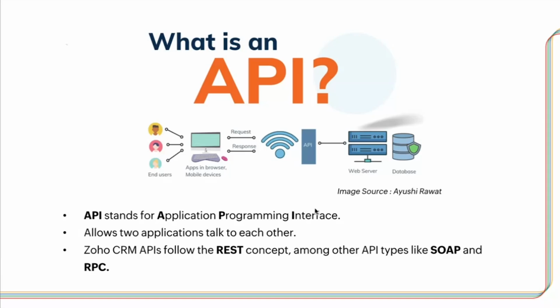Let's say I'm looking for a table, then there could be a table in the database itself that holds all information about tables. So we are hitting this endpoint. This is called an API. So this is how two applications that are there in different parts of the world communicate with each other. We have different types of APIs like SOAP, RPC, and Zoho CRM APIs follow the REST concept.